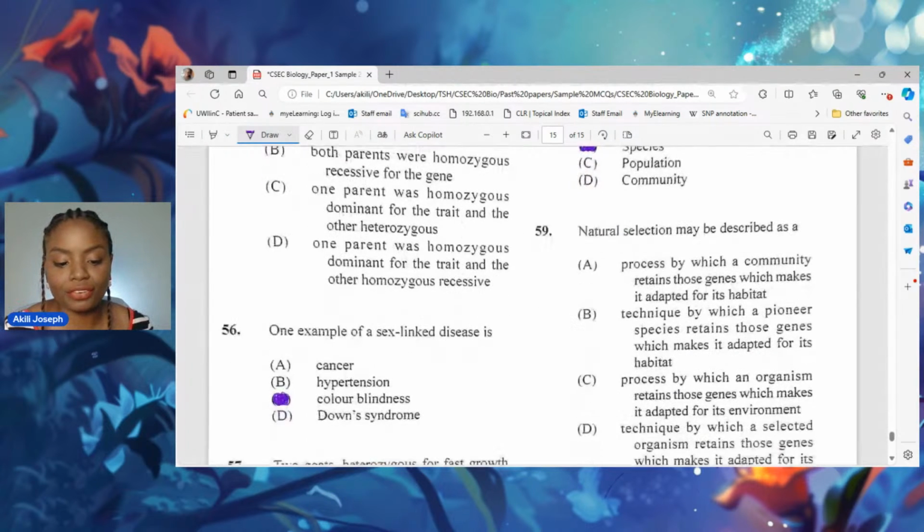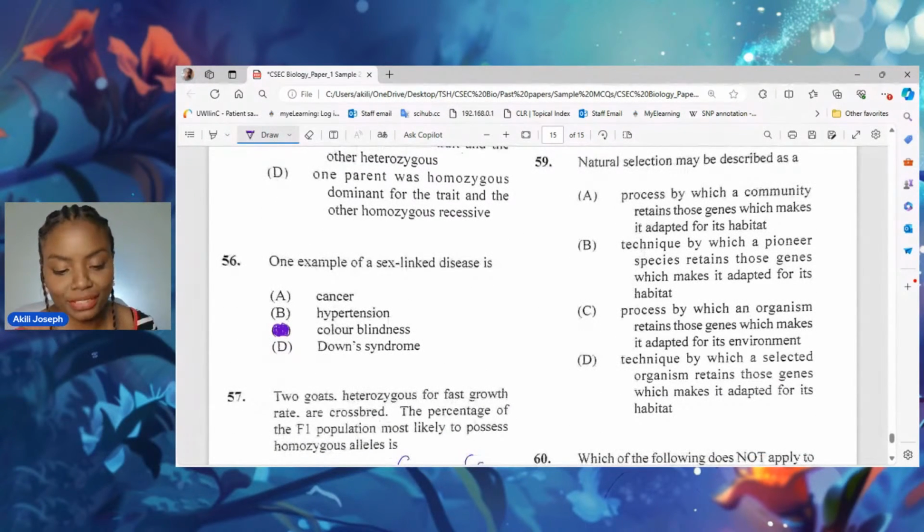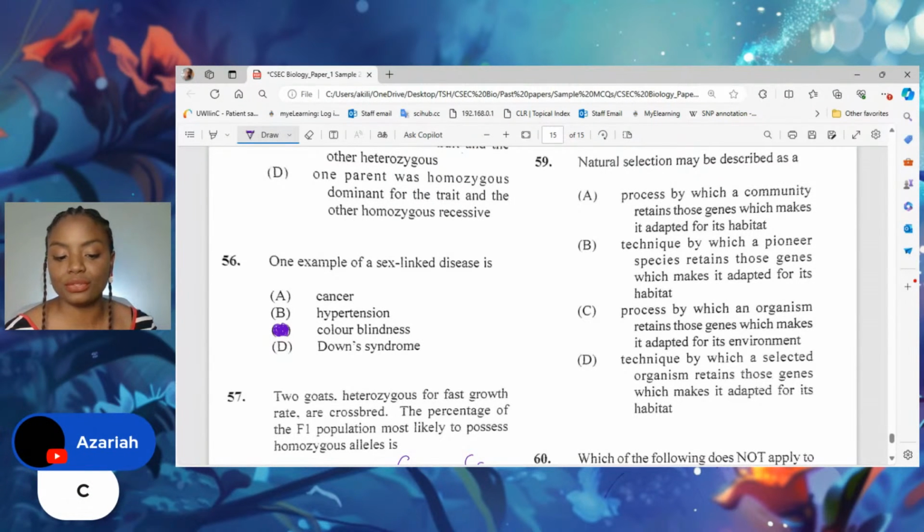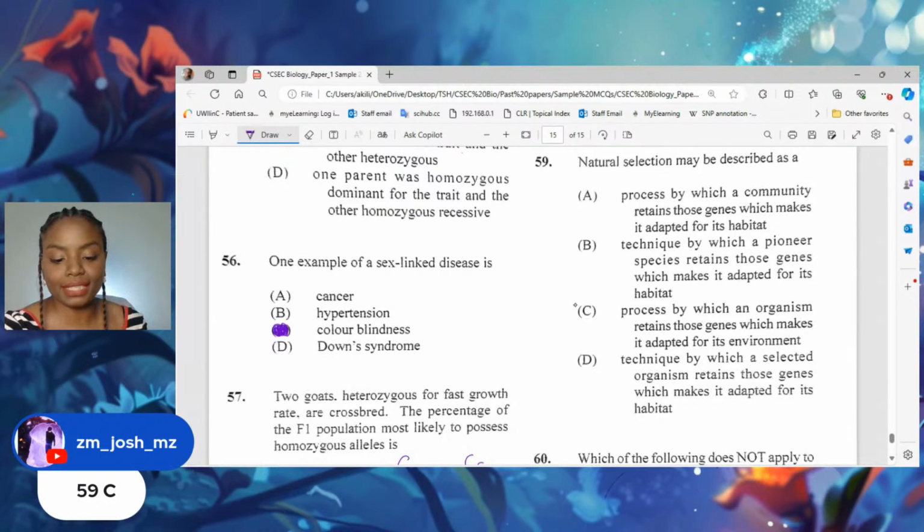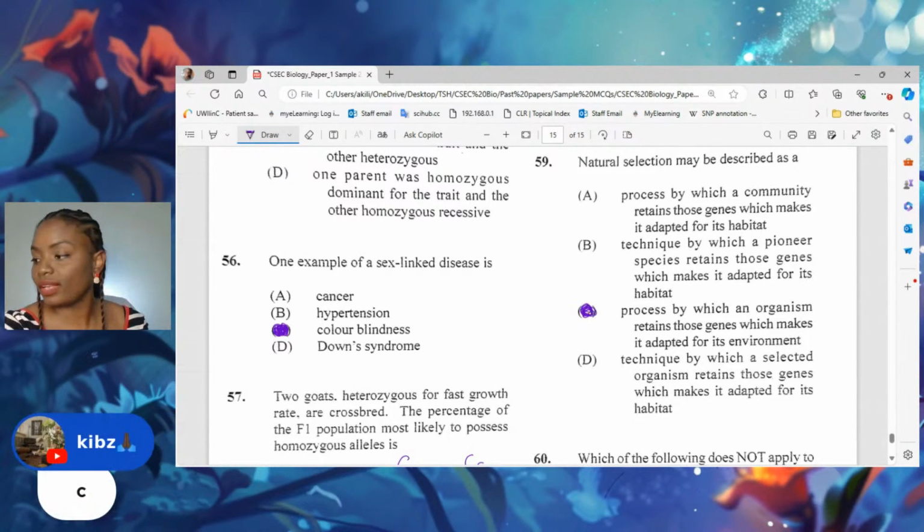59. Natural selection may be described as A, a process by which a community retains those genes which make it adapted for its habitat, B, the technique by which a pioneer species retains those genes which make it adapted for its habitat, C, a process by which an organism retains those genes which make it adapted for its environment, or D, the technique by which a selected organism retains those genes which make it adapted for its habitat. Right? So it is going to be C, a process by which an organism retains those genes which make it adapted for its environment.